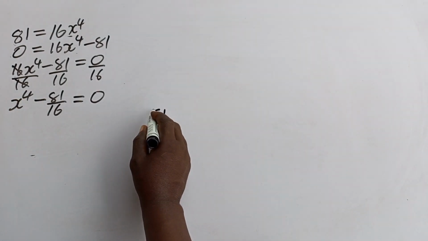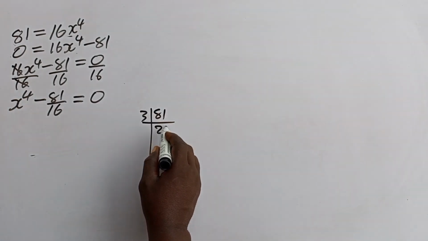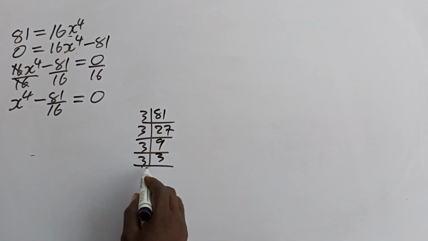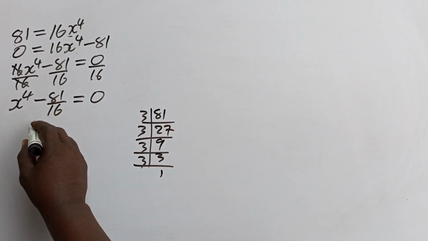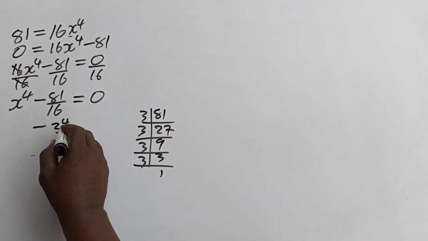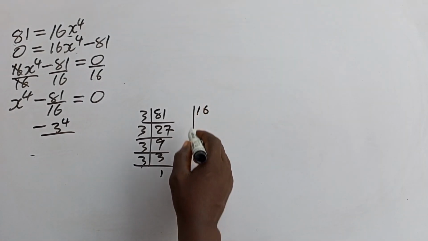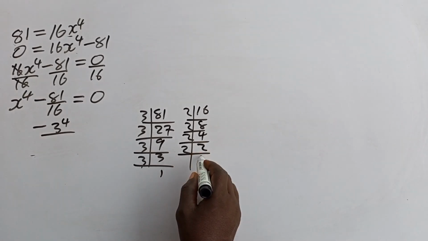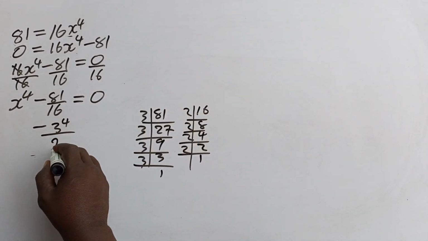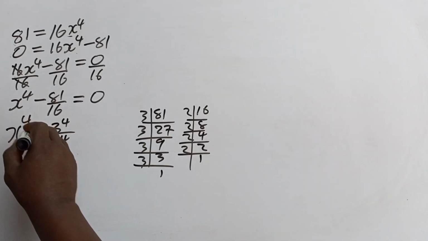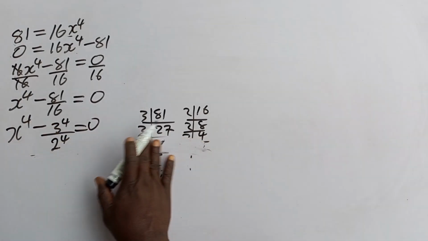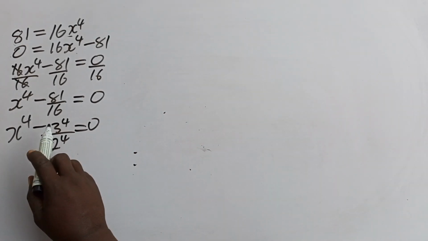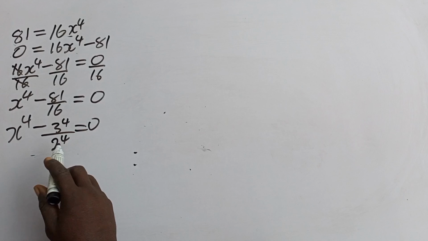We know 81 to be 3 to the power 4: 27 divided by 3, 9 divided by 3, 3 divided by 3, 1. 1, 2, 3, 4. 81 is 3 to the power 4. Also 16, we will keep dividing by 2: 8 divided by 2, 4 divided by 2, 2 divided by 2, 1. 1, 2, 3, 4. 16 is 2 to the power 4. So we have written now 81 and 16 in index form with power 4. So 81 is 3 to the power 4, 16 is 2 to the power 4.